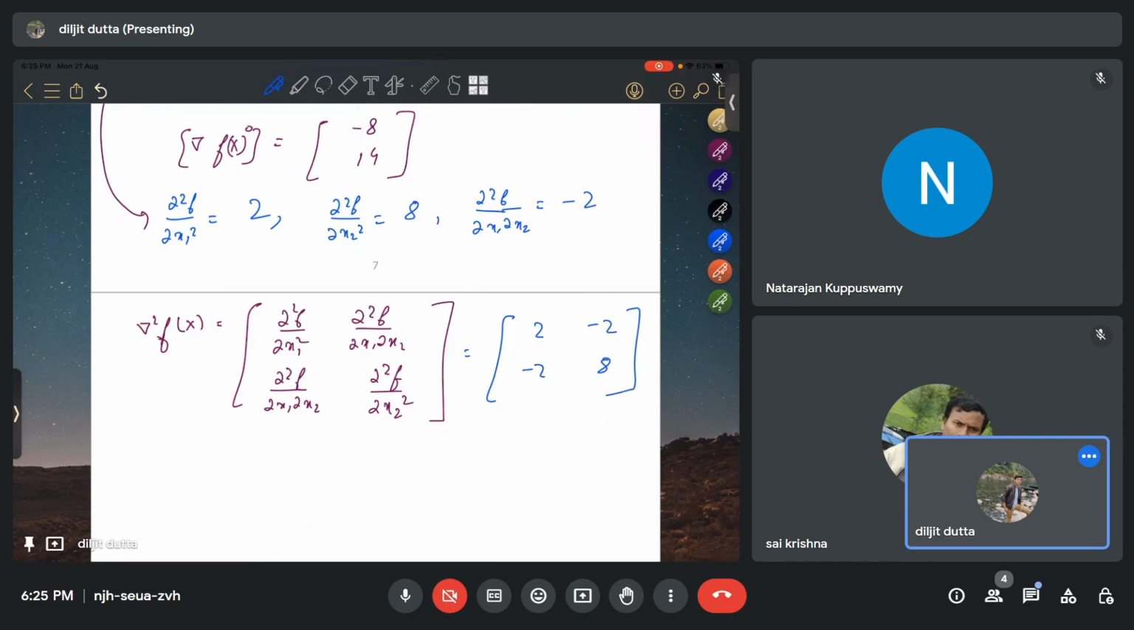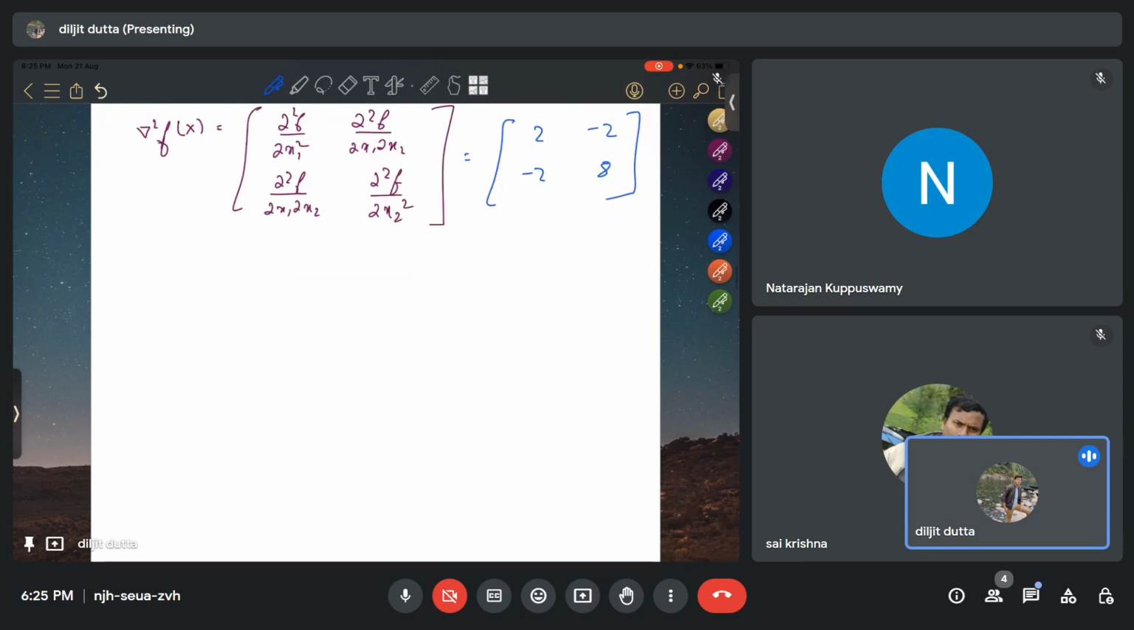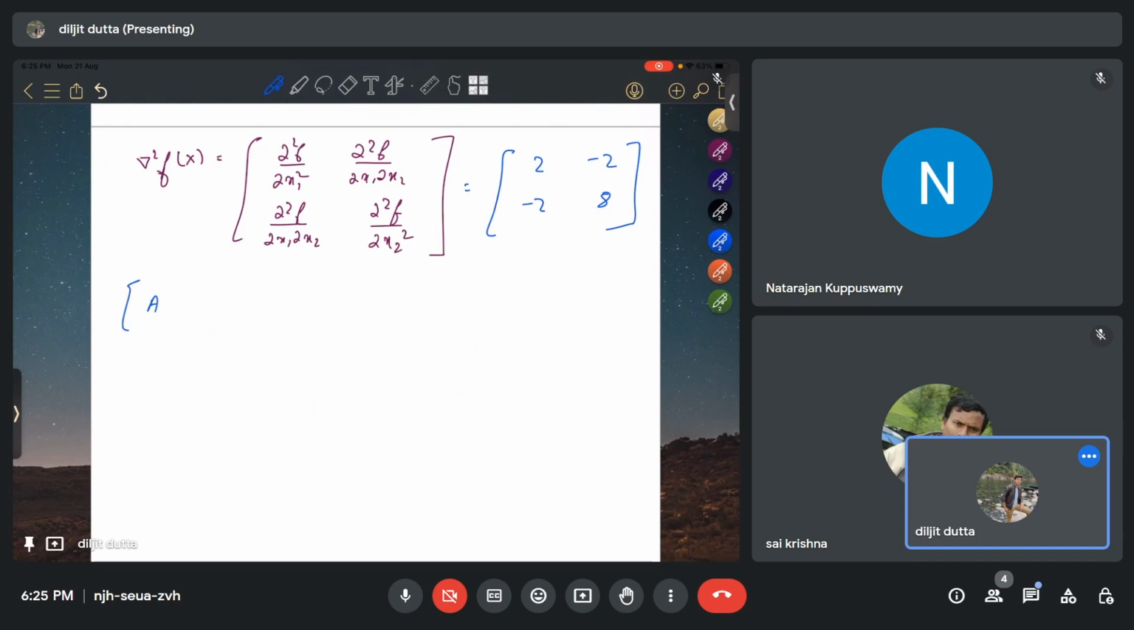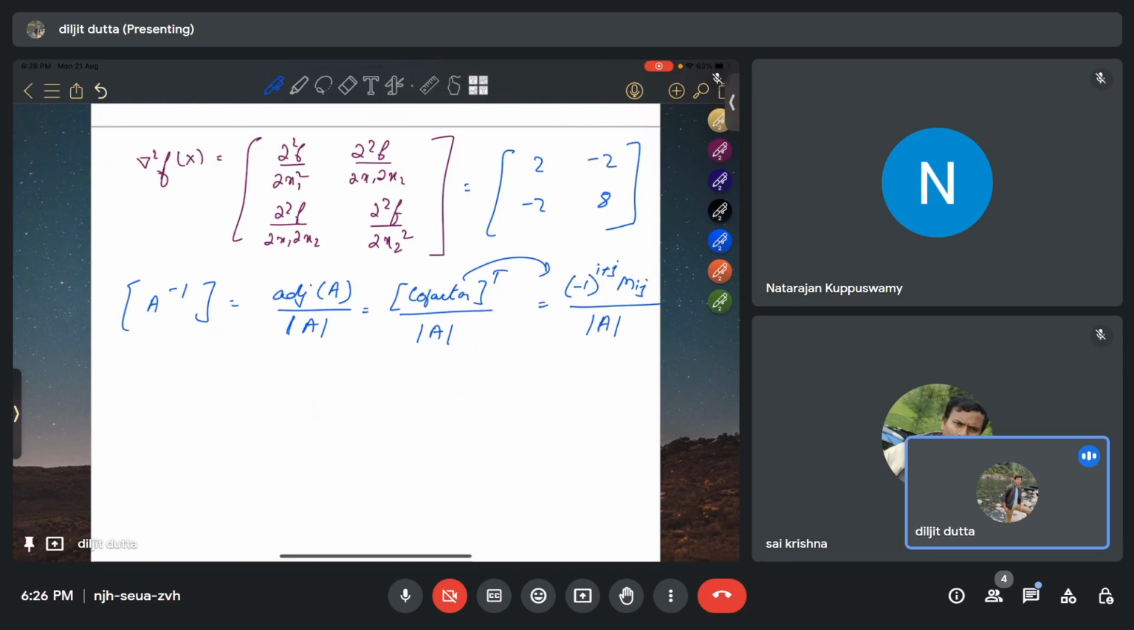So I will take the inverse of this Hessian matrix. I hope you remember the way of taking the inverse. Suppose we have a matrix A, then A inverse is equal to adjoint of A divided by determinant of A. And how do we calculate the adjoint? It is the transpose of the cofactor matrix. And how do we calculate the cofactor matrix? It is minus 1 to the power i plus j into Mij. Here i plus j is the index of every term. For the first term, i is 1, j is 1; for the next, i is 1, j is 2, like that.